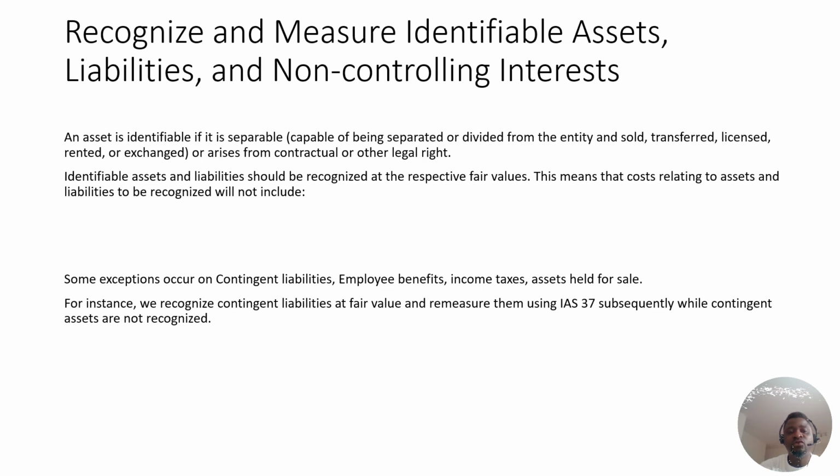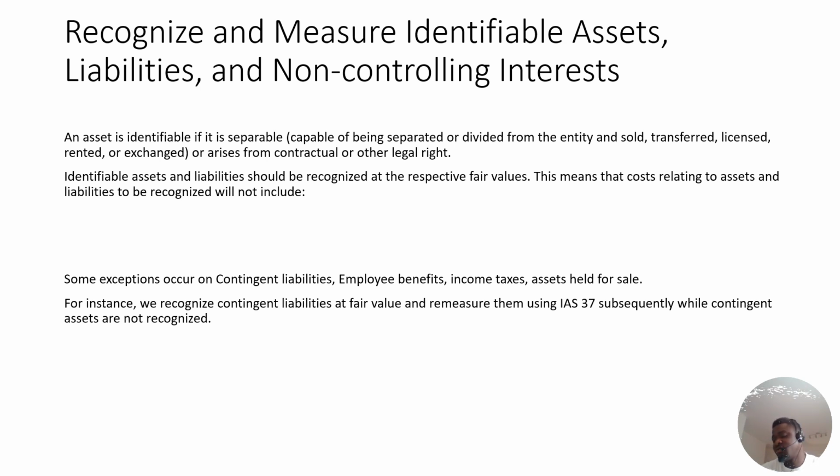So the next thing is to look at how we recognize and measure identifiable assets, liabilities, and non-controlling interest. The standard says that an asset is identifiable if it is separable, that is, capable of being separated or divided from the entity and sold separately. You understand? Then we can say that these assets are identifiable.